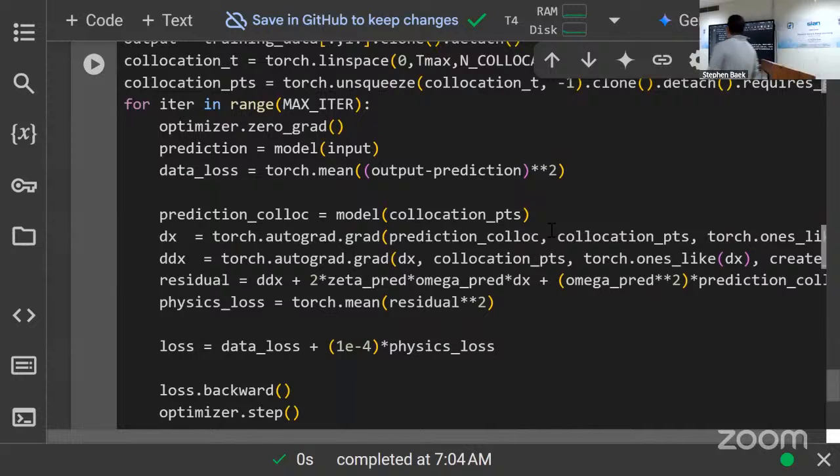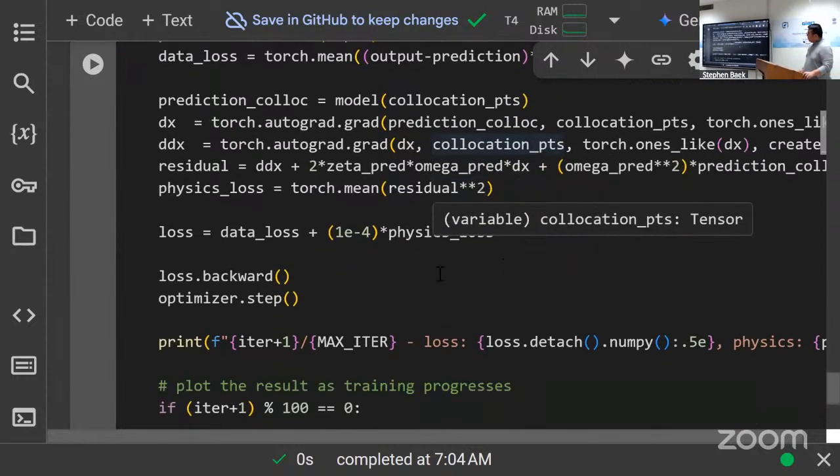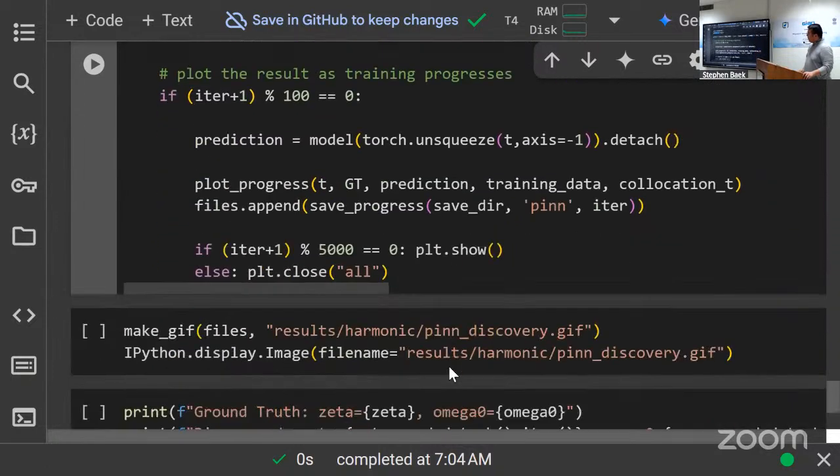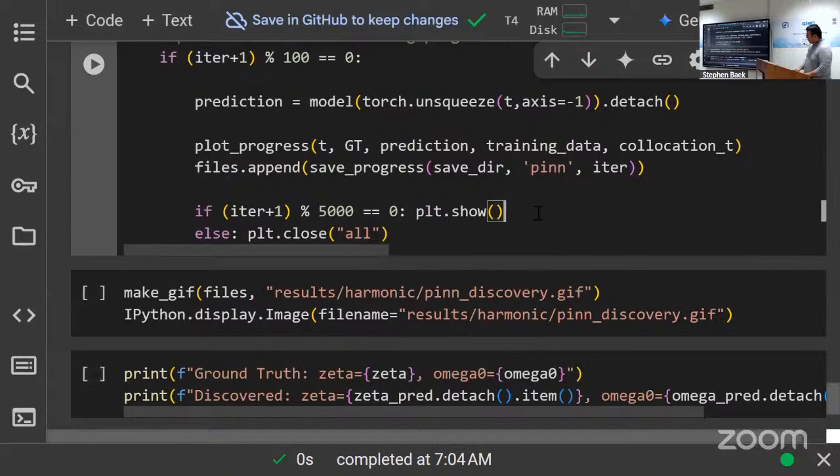So over here, the usual data loss term, nothing has changed. We have the usual physics loss term, nothing has changed. And then we're just doing loss.backward and optimizer.step to fit the model. But internally, the optimizer has omega and zeta as parameters that are being optimized.